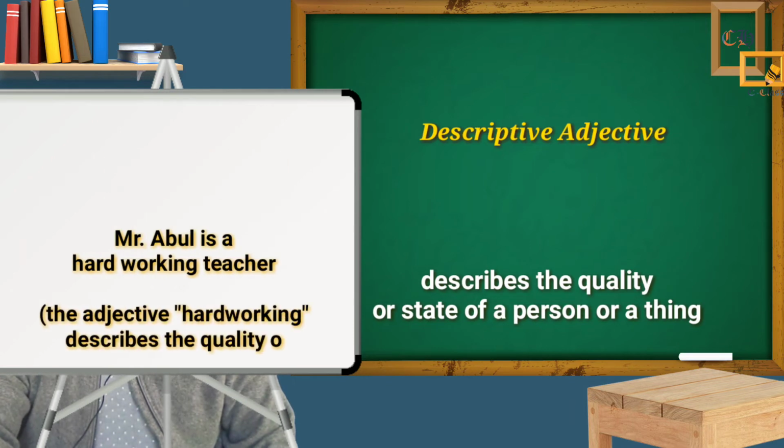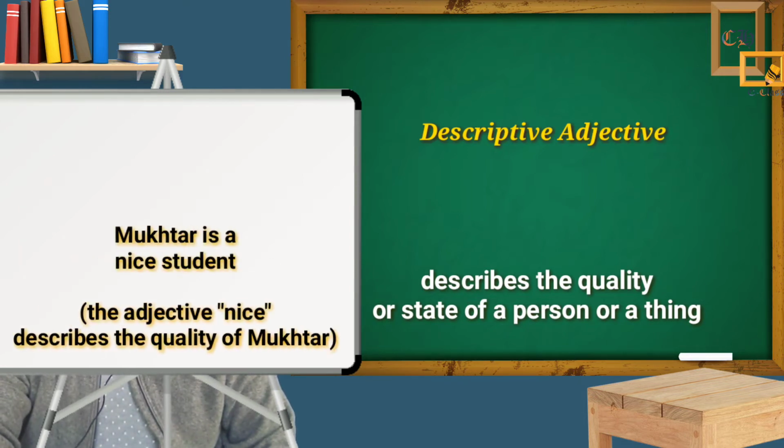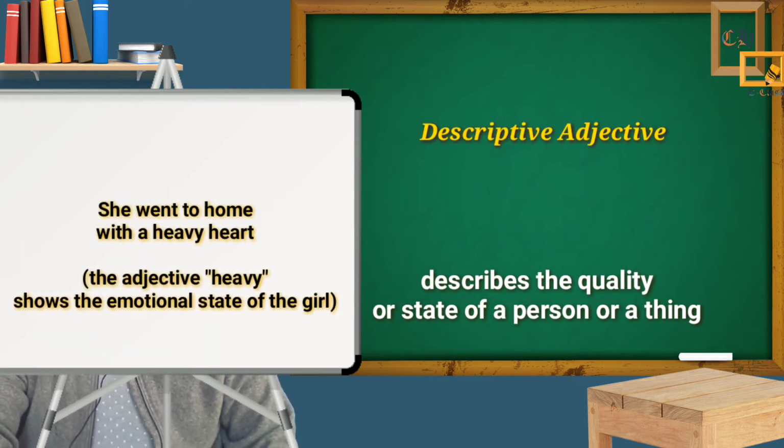Let's observe sentence number 1. Here the word hardworking is an adjective which is describing the noun teacher. What kind of teacher is Mr. Abul? He is a hardworking teacher. In the second example, even without using the word nice, the sentence is providing information about Mukhtar. Mukhtar is a student. But the word nice is an adjective which is describing the quality of the noun student. Mukhtar is a nice student. In the third example, she went home with a heavy heart. So the words heavy heart are a descriptive adjective which is describing the emotional state of the girl.